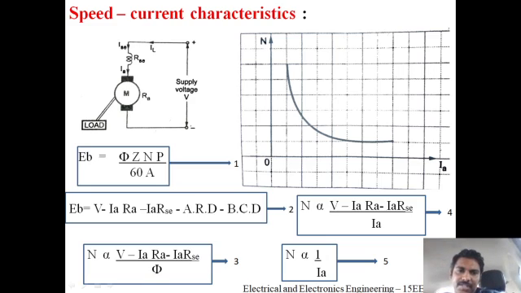From this particular equation, if you go for equation 4, here also we can tell the speed is directly proportional to V minus IA RA minus IA RSC divided by IA. What has been done is the flux phi is replaced by IA, because whatever flux is produced by the field winding depends on ISC. ISC is equal to IA. Therefore, instead of flux, we can write IA. Further, if you observe, you will get equation 5.